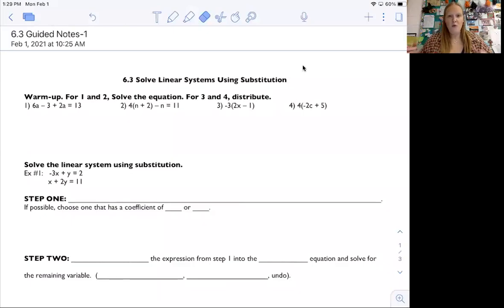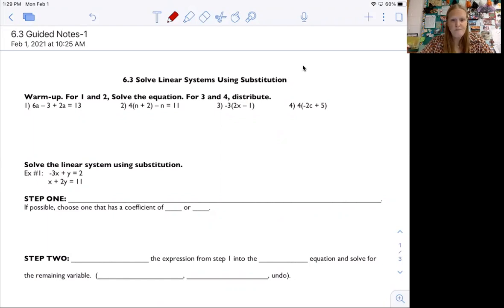Hey there. So welcome to Solve Linear System using substitution. This is one of the methods that you're going to use a lot more than the graphing method. It's not used as much as the elimination method, which is coming, but it is pretty helpful.